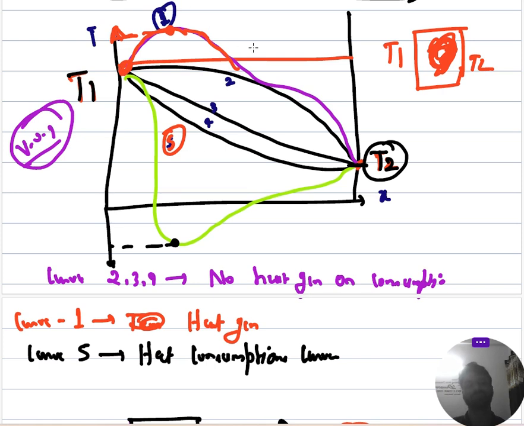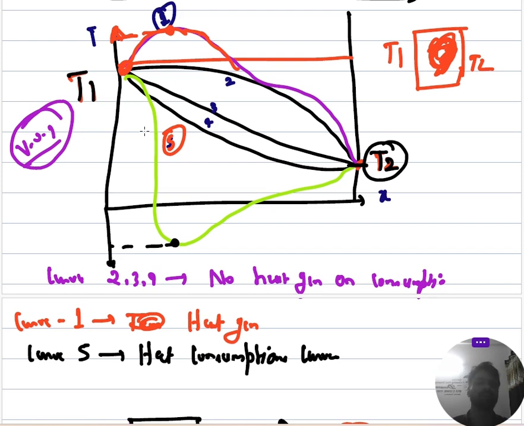So if it is going above the highest temperature, then definitely heat is getting generated in the solid. Curve 1 shows that heat is getting generated in the solid, and thermal conductivity is also a function of temperature, right? And the green curve shows that since temperature is going below the lower temperature, definitely there is a heat consumption inside the solid.